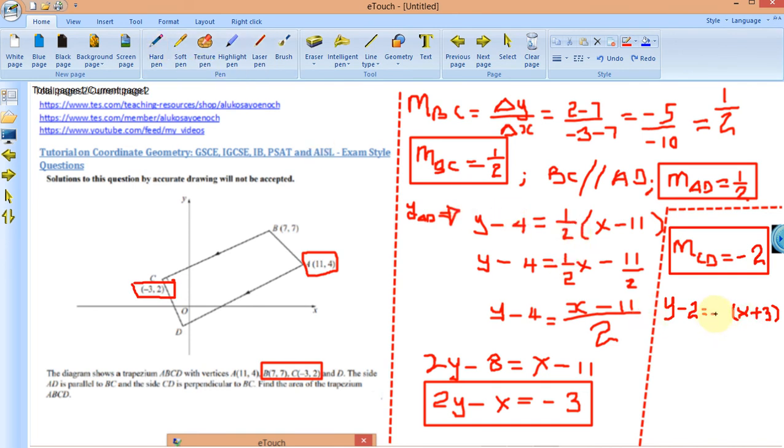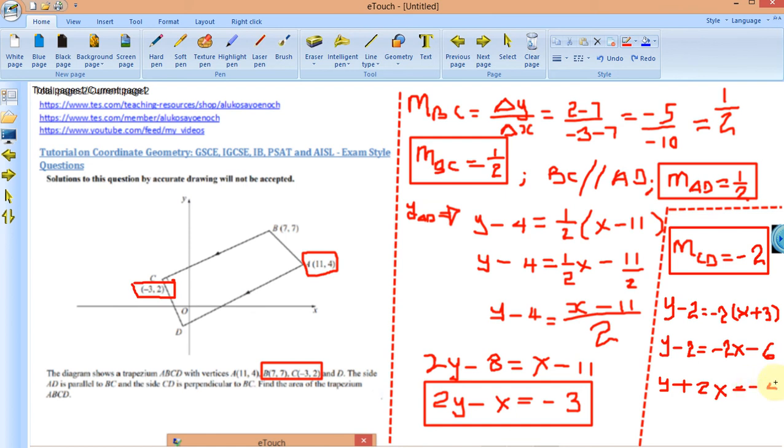So I can open up this now. So I have y minus 2 equals to minus 2x minus 6. So I want all the variables to be on the left hand side. So that will be y plus 2x. And all the constants to be on the right hand side. So when you move minus 2 there, this gives you minus 4.